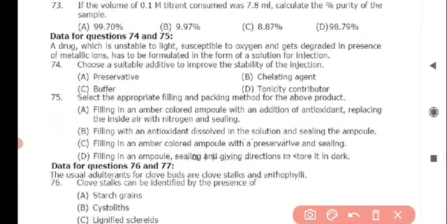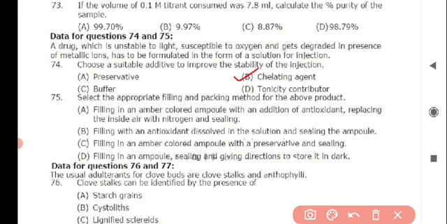Next statement is a drug which is unstable to light, susceptible to oxygen, and gets degraded in presence of metallic ions has to be formulated in the form of a solution for injection. And the question for this statement is choose a suitable additive to improve the stability of the injection. And the correct answer is option B, chelating agent.